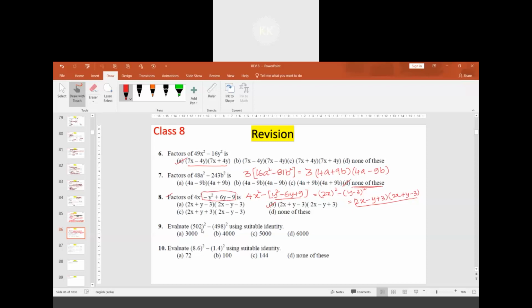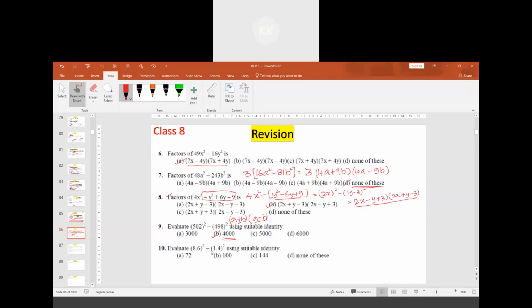Next question is direct evaluate. It's like a plus b into a minus b. 502 added to 498 is 1000 and the difference is 4. So we get 4000 as the answer. A plus b will be 1000, a minus b will be 4. So the product is 4000.